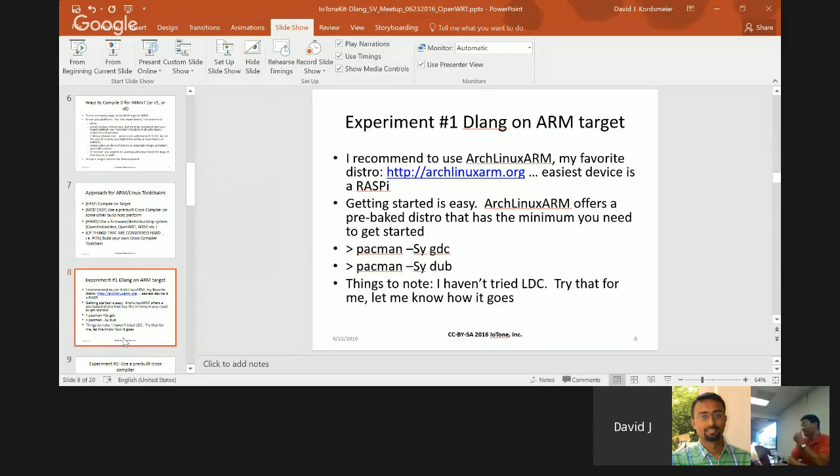So my first experiment was originally just D-Lang on an ARM target. I was evaluating different languages on an ARM platform. I'd recommend, if someone wants to just dabble around and expand their D stuff onto devices, I would grab Arch Linux ARM.